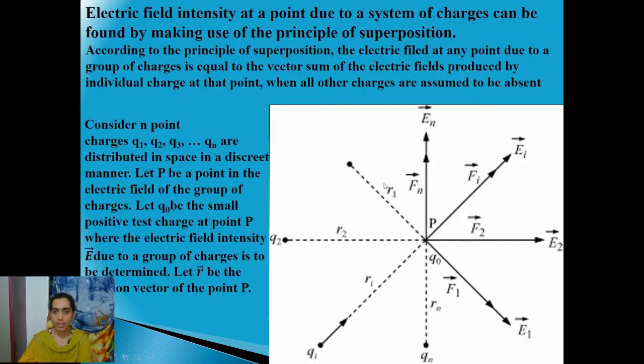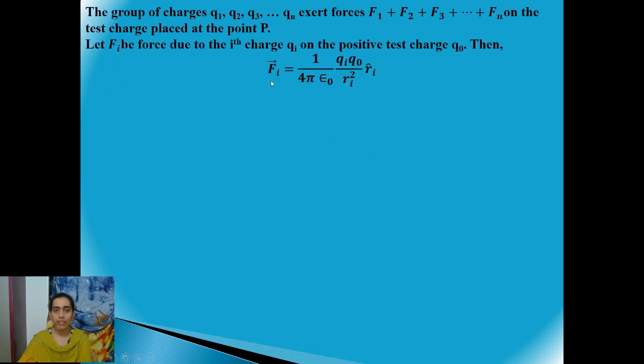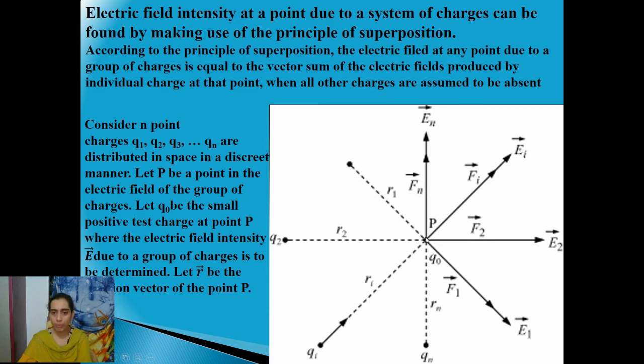Now, let us consider a charge Qi, that is the ith charge which is being placed here. I am considering this charge. The force due to this charge will be given by vector Fi. If we write it in terms of Coulomb's law, the force exerted due to the ith charge will be equal to 1 by 4 pi epsilon naught Qi into Q naught divided by Ri square into unit vector Ri cap, where Qi will be the magnitude of the charge Qi, Q naught will be the magnitude of the test charge which we have placed at this point P.